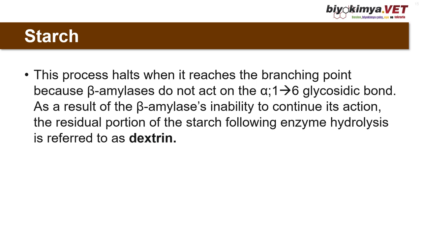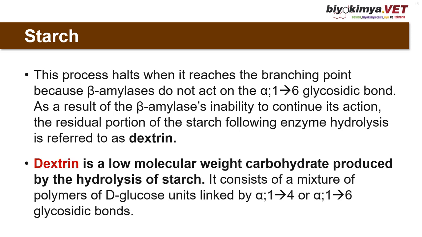As a result of the amylases' inability to continue their action, the residual portion of the starch following enzyme hydrolysis is referred to as dextrin. Dextrin is a low molecular weight carbohydrate produced by the hydrolysis of starch. It consists of a mixture of polymers of glucose units, and we know it's always D, linked by alpha-1,4 or alpha-1,6 glycosidic bonds.